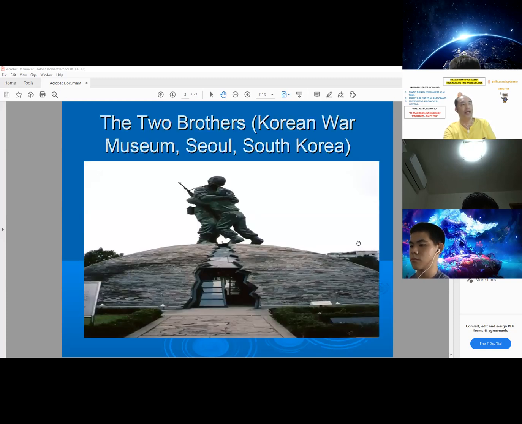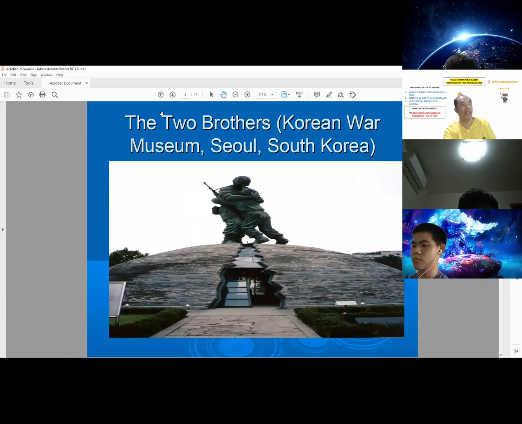Okay. This is a picture. If you go to the 38th parallel, you see how the 2 brothers. There's a movie called The Brothers. Okay. So one brother in North Korea, one brother in South Korea. Very poor things. You can see the crack here represents the separation of the 2 biological brothers.